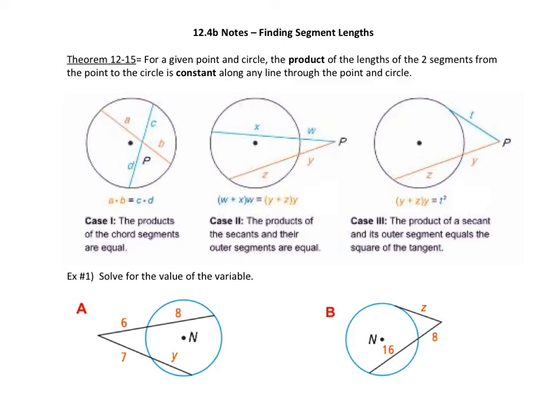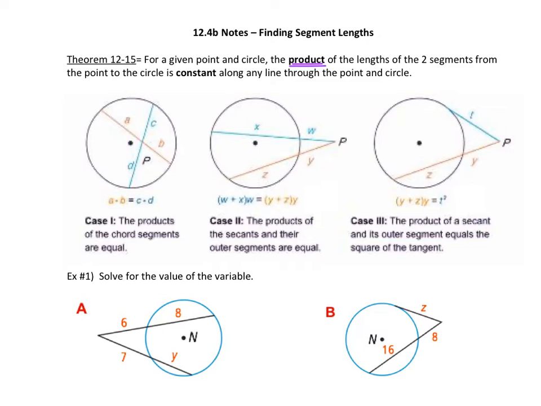The theorem that we're going to be dealing with today is theorem 1215. Again, don't worry about the number, but it says for a given point and circle, the product, remember product means we're multiplying, of the lengths of the two segments from the point to the circle is constant along any line through the point and the circle.